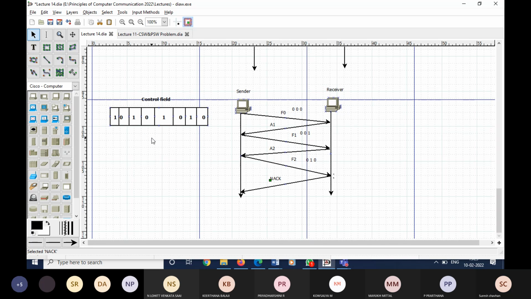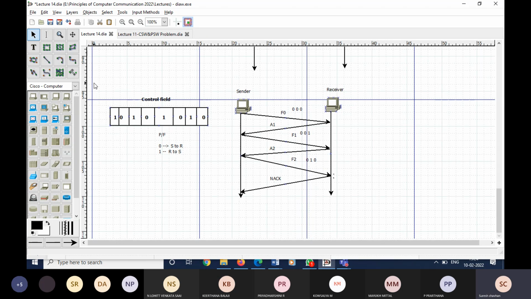Understood? Yes, sir. Sir, what does that fifth box mean? 1, 2, 3, 4, 5. This is the P slash F. If it is a 0, it indicates that the sender is sending the data to the receiver. And if it is 1, that indicates the receiver is sending some data to the sender. Yes, sir. Okay, thank you.